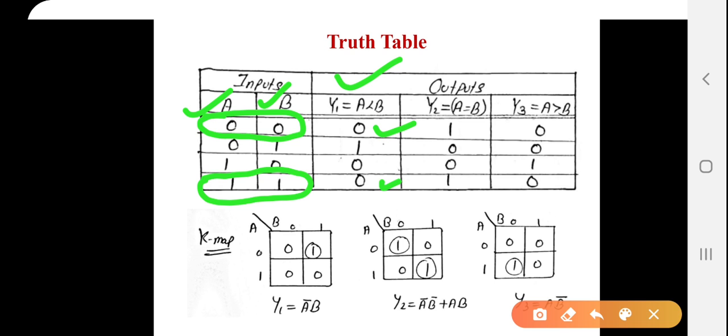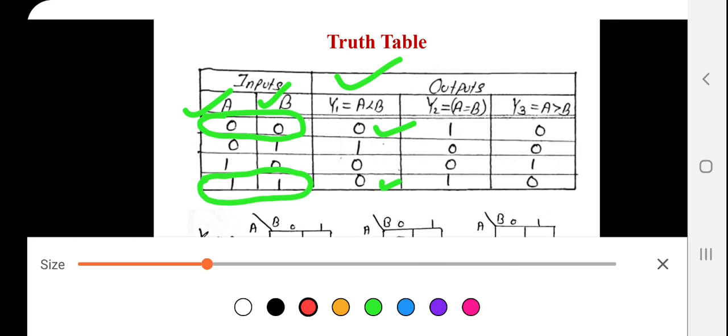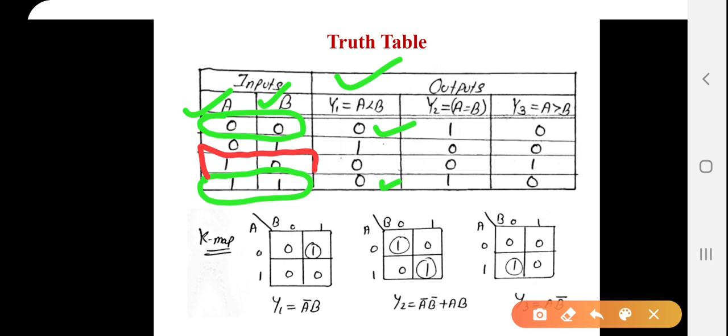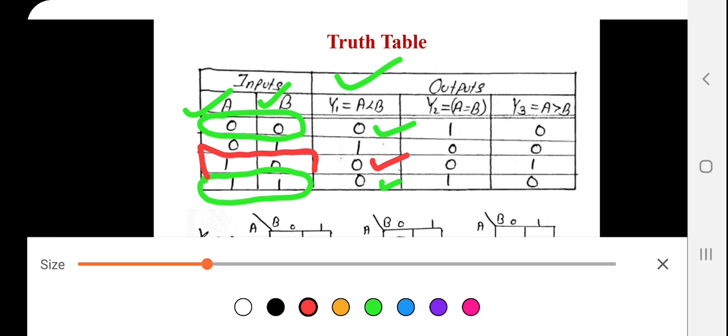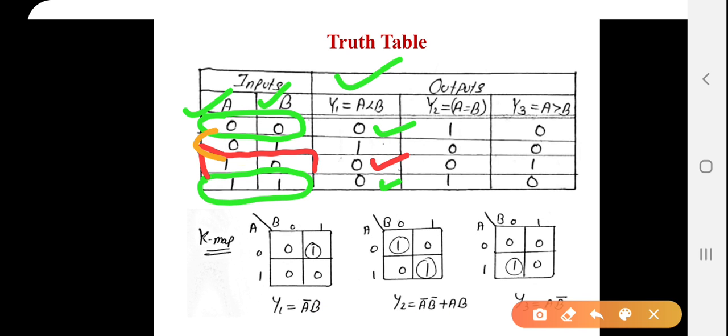Also, with the case 1, 0, A is not less than B. That's why we are also taking 0 as output. But for this yellow marked value 0, 1, as you can see, A is 0 and B is 1. Of course, A is less than B. That's why we are taking 1 as output. So this is the way to generate the value corresponding to the input.